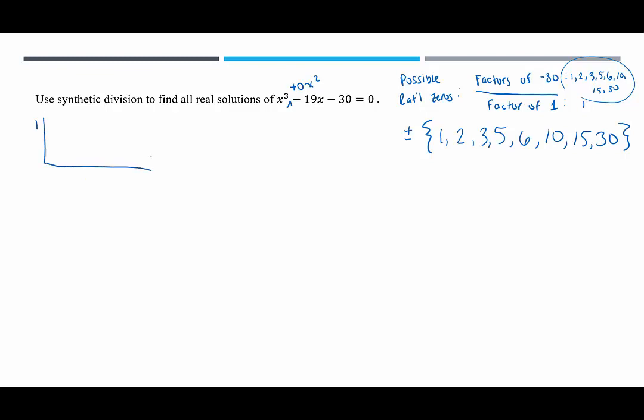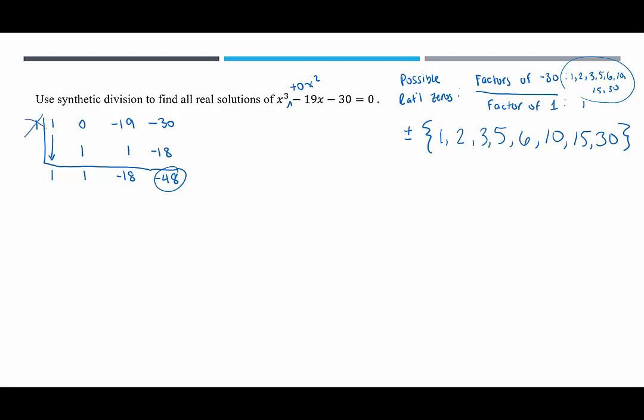I like starting with 1 because it's a nice number to use and doesn't require too much brain power. When we set up our synthetic division, we use the coefficients and the constant in order. So x cubed has a coefficient of 1, x squared is 0, x is minus 19, and our constant is negative 30. I bring down that first coefficient, 1. Now I multiply, 1 times 1 is 1. Add, 1. Multiply, 1 times 1 is 1. Add, this would be negative 18. Multiply, negative 18. I ended up with negative 48. If this was an actual 0, this should have been 0. It's not. So 1, while it was a possible rational zero, is not an actual zero, and we can take 1 off the list.